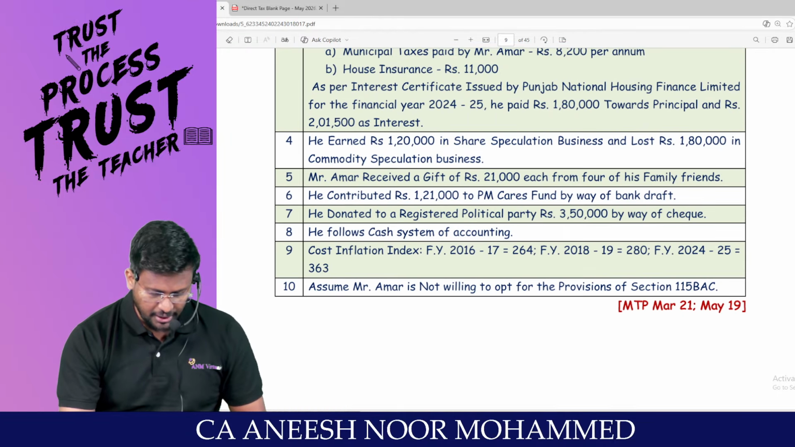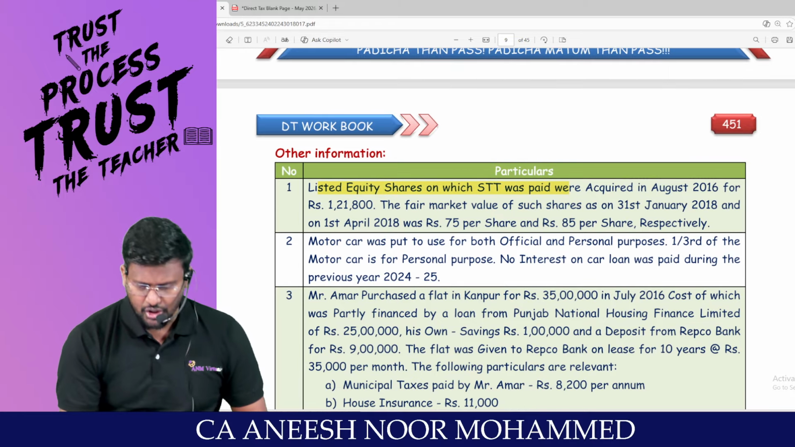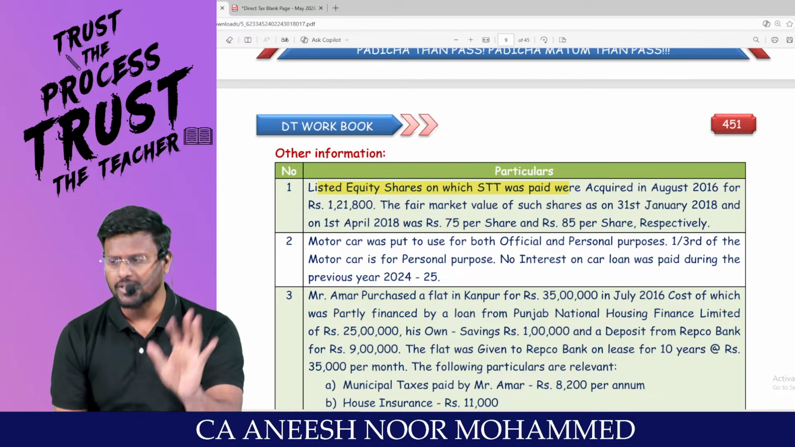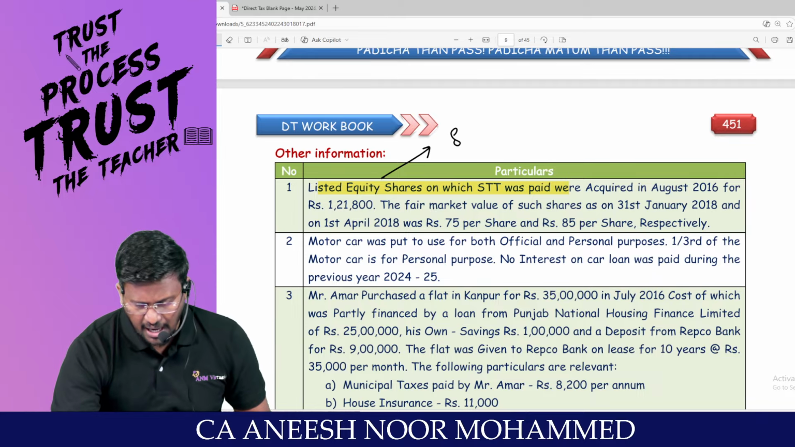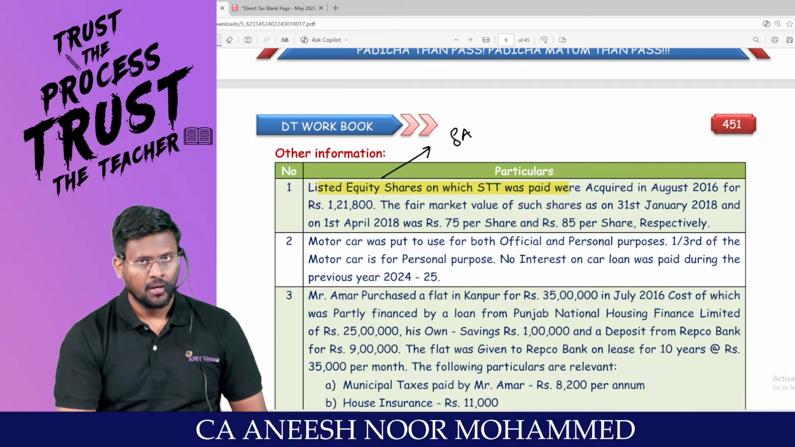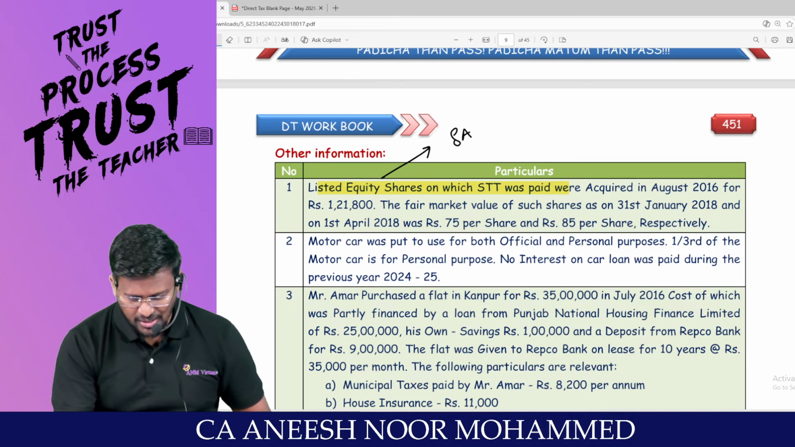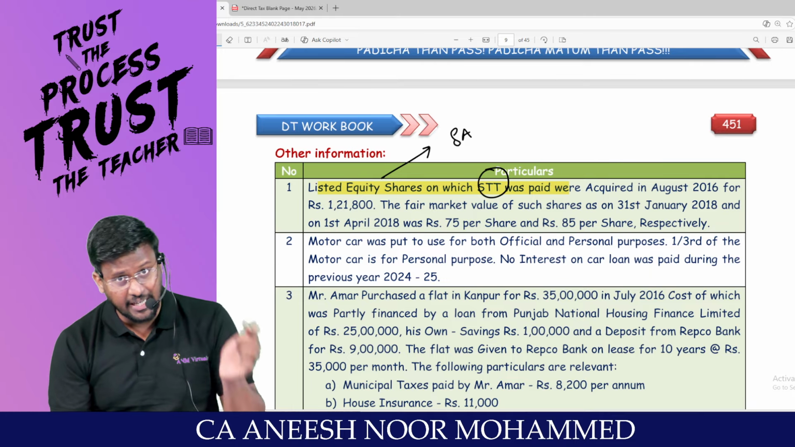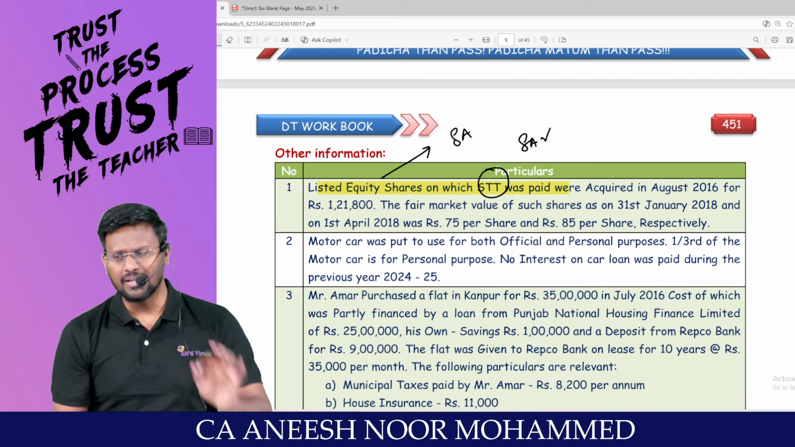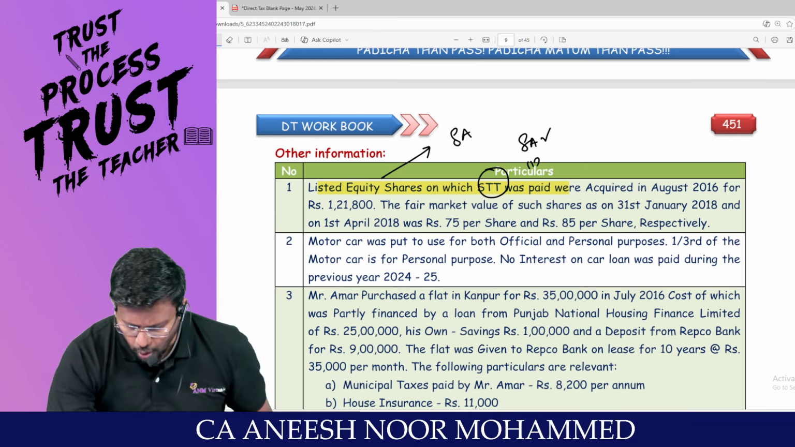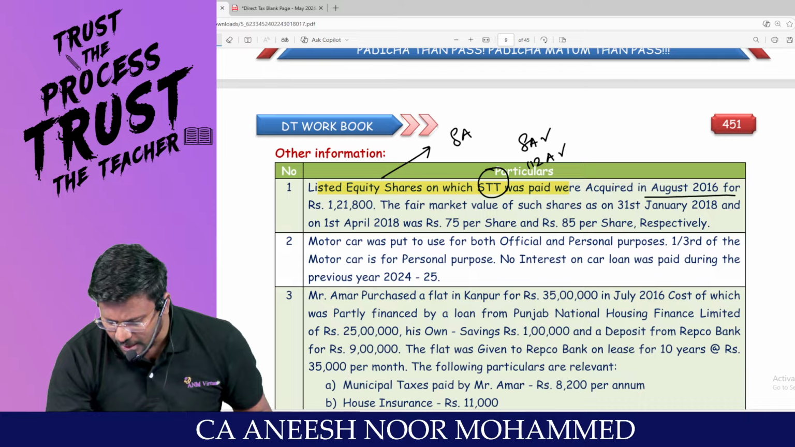Other information, very important, 10 pieces of information have been given. Listed equity shares on which STT was paid. Sir, listed equity shares are a super asset? Simply listed equity shares are not a super asset. Listed equity shares on which what should be paid? STT should be paid. Then only it will be treated as a super asset. Sir, once an asset has become a super asset, provisions of 112A will be applicable. Am I right?